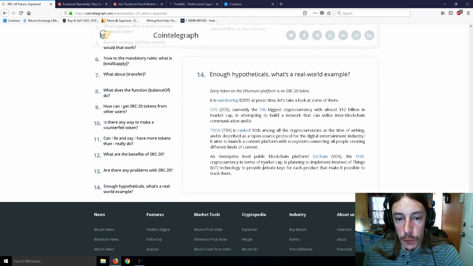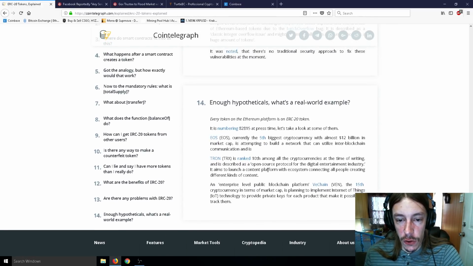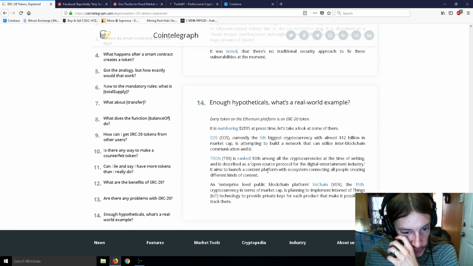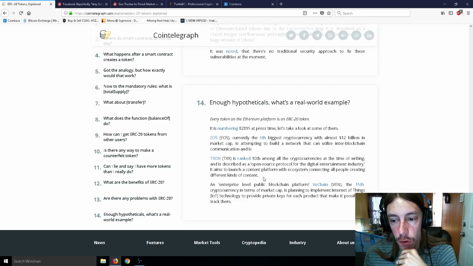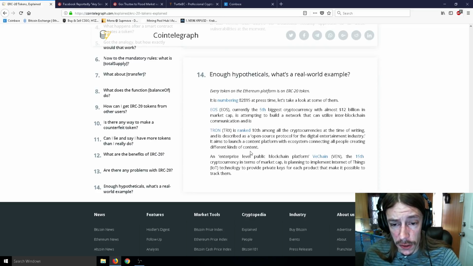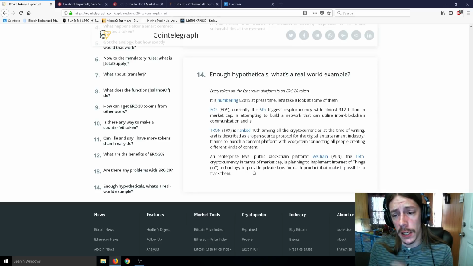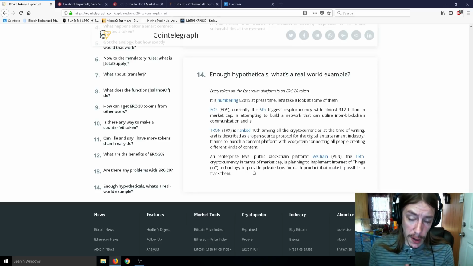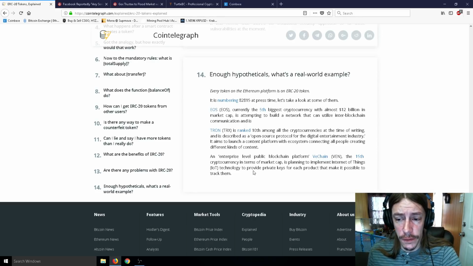So enough hypotheticals. What's a real-world example? The number of ERC-20 tokens is 82815 at press time. Let's take a look at some of them. EOS, currently the fifth biggest cryptocurrency with almost $12 billion in market cap, is attempting to build a network that can utilize inter-blockchain communication. Tron is ranked 10th among the cryptocurrencies, and at the time of writing, it is described as an open-source protocol for the digital entertainment industry. It aims to launch a content platform with an ecosystem connecting all people creating different kinds of content. VeChain, an enterprise-level public blockchain and the 15th cryptocurrency in terms of market cap, is planning to implement Internet of Things technology to provide private keys for each product that make it possible to track them.